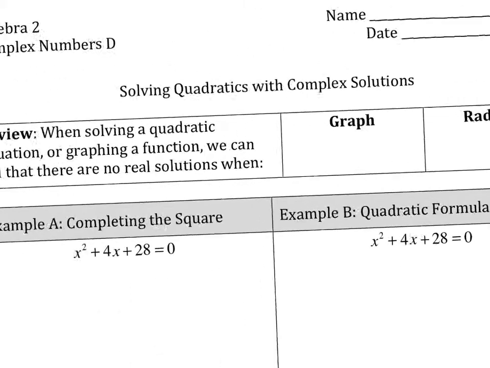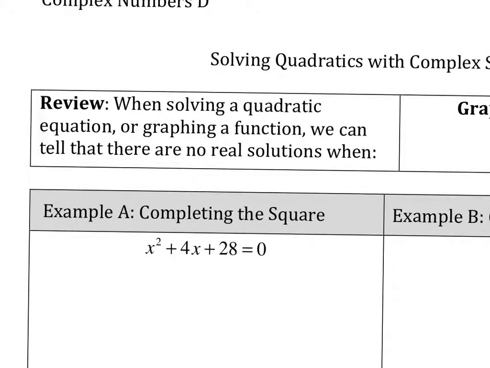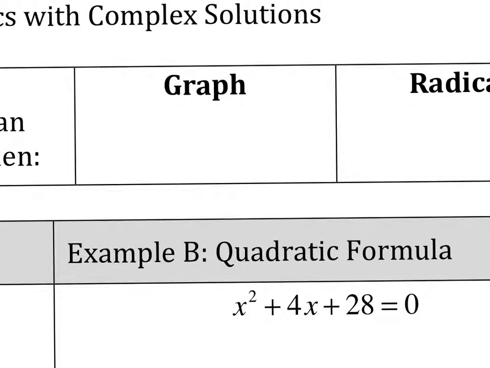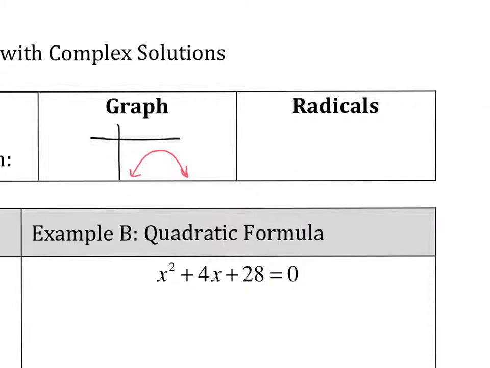So if we were going to review real quick, when solving a quadratic equation or graphing a function, we know that there are going to be no real solutions in two contexts. When we're graphing, our function looks like this. What's the key here? The next context is with radicals. Anytime there's a negative inside the radical, that's called the radicand, it can be anything. It doesn't matter what the number is. I'm just saying 4 as an example, but the key is the negative.